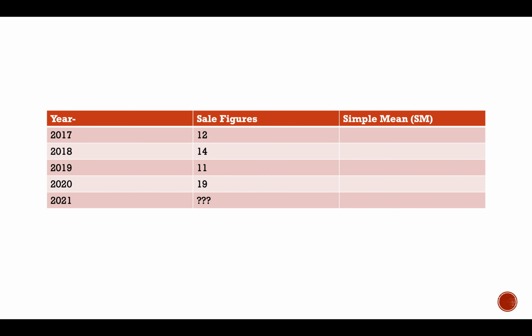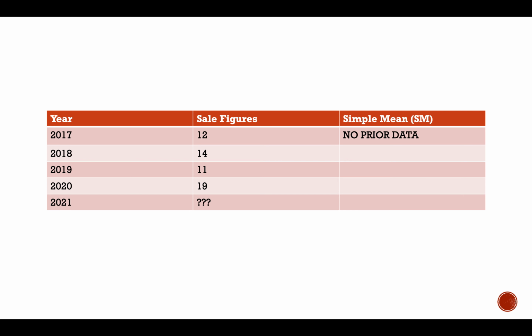Okay, so as we can see, we have the year, the sales figure, and simple mean just put up in a table so you can see it a lot clearer and know where we're going to be putting this information. So, because 2017 had no prior data, I went ahead and made that note just so no one else would get confused the way that I did.